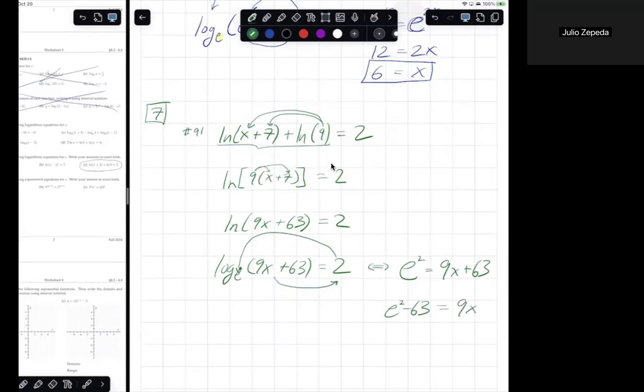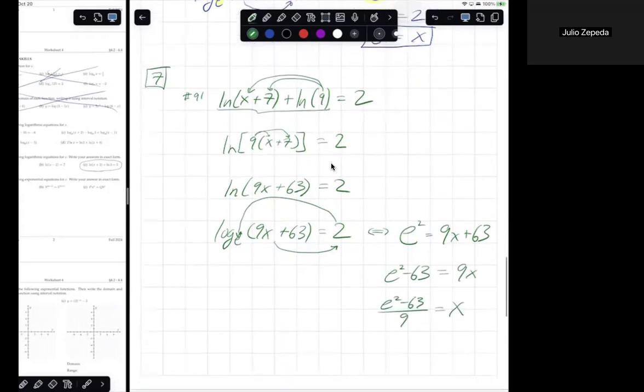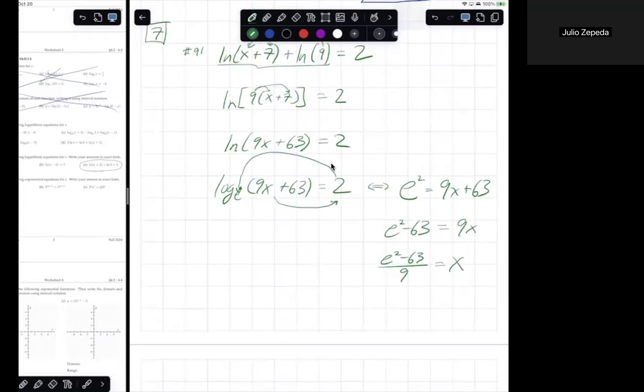And then divide both sides by 9. We're going to get e squared minus 63 divided by 9 equals x. So this is our answer. If you wanted to rewrite this a little bit, e squared minus 63 over 9, we could write it as 1/9 e squared minus 63 divided by 9, which is 7. So, either one of these could be our answer.